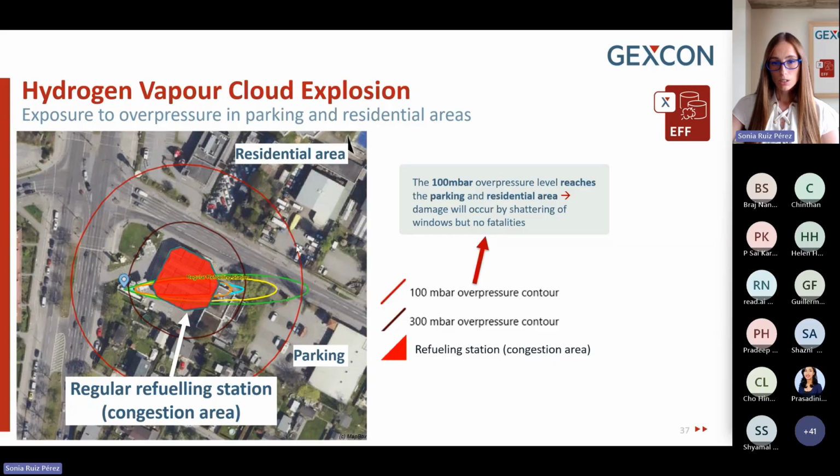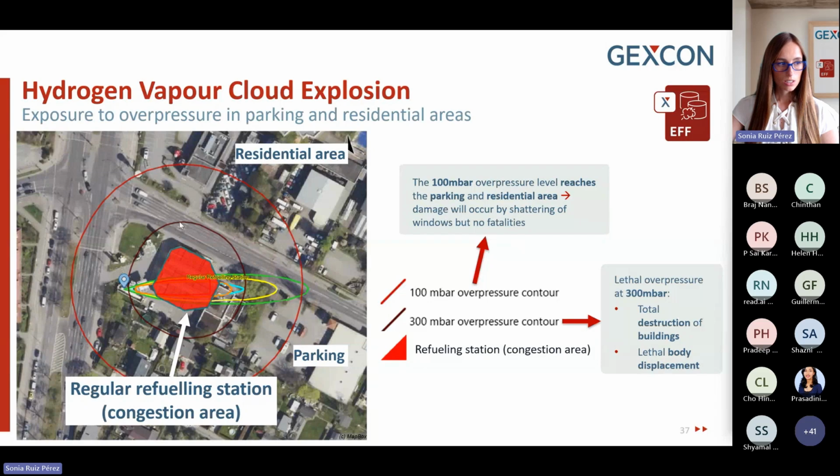At 100 millibar, windows shatter, and although there will be no fatalities, there will be substantial damage to buildings and vehicles due to the shockwave. At 300 millibar, the damage becomes more severe, which is this darker red contour. Within this contour, we have total destruction of buildings and lethal body displacement due to the force of the shockwave.